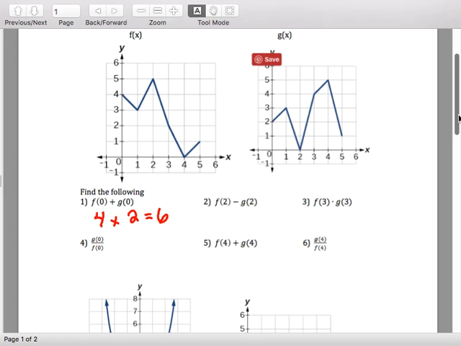Just to check in with you to make sure we're going on the right track. F of 2 is up at 5. G of 2 is at 0. So number 2, did you get 5? Yeah, all right, good. Now, f of 3. I go to f of 3, that's 2. This is a times sign. G of 3 is 4. So number 3, you should have 8.